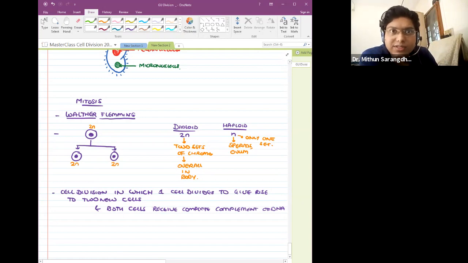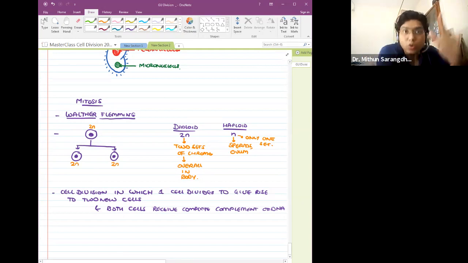Guys, understood this? So once again, what are you going to see? We have two sets of chromosomes. Let's say we have the skin cell. It undergoes division and gives rise to two new cells. These two new cells, once again, are going to be 2n, 2n only. They are not going to be n.